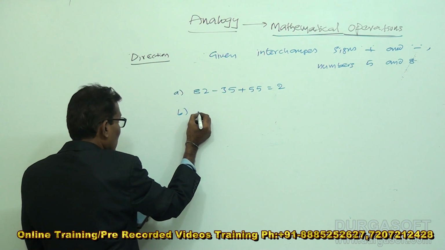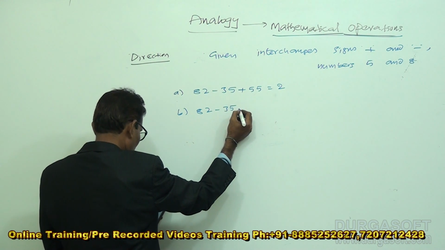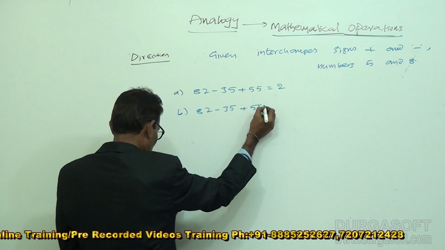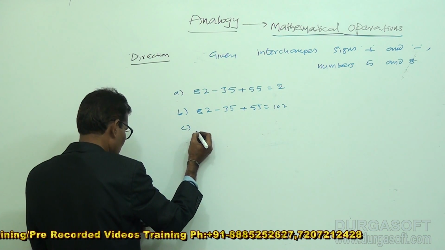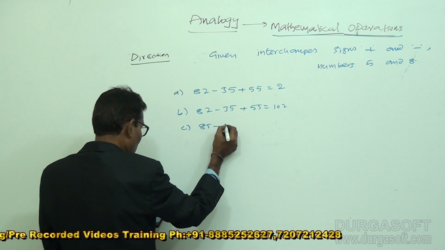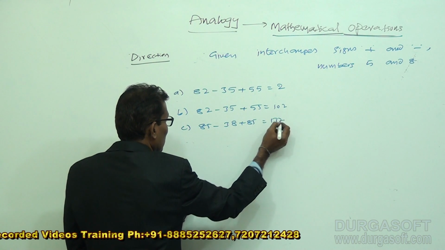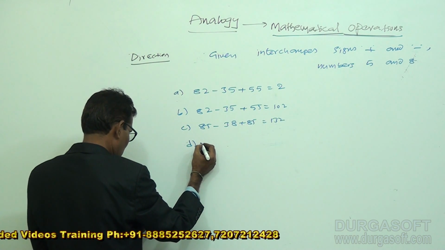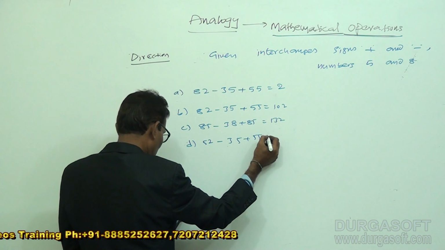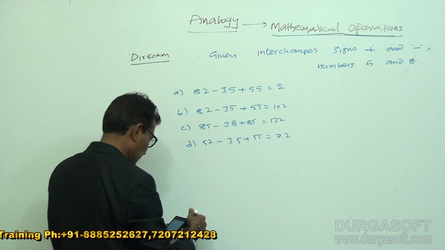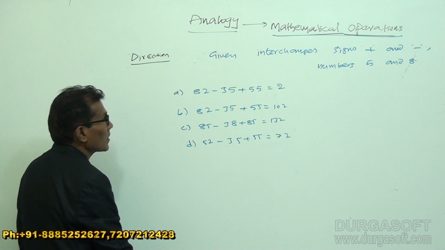Option B, 82 minus 35 plus 55 is equal to 102. Option C, 85 minus 38 plus 85 is equal to 132. Option D is 52 minus 35 plus 55 is equal to 72. This is the question.